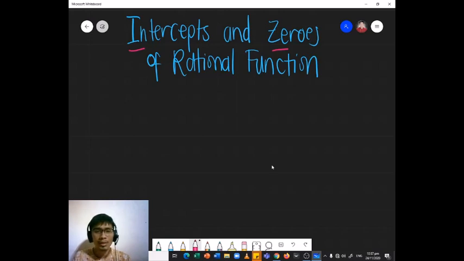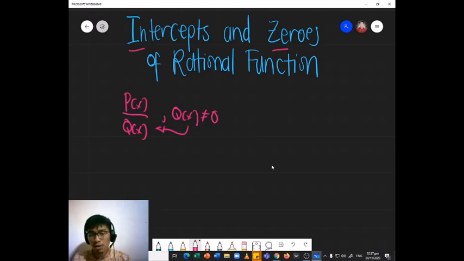Once again, as a review, a rational function is in the form of p of x over q of x, where p and q are polynomial functions, and q of x shouldn't be equal to 0, because once your q of x, or your denominator, becomes 0, your rational function automatically becomes undefined. So what's the point of solving it if your denominator or our rational function is undefined?